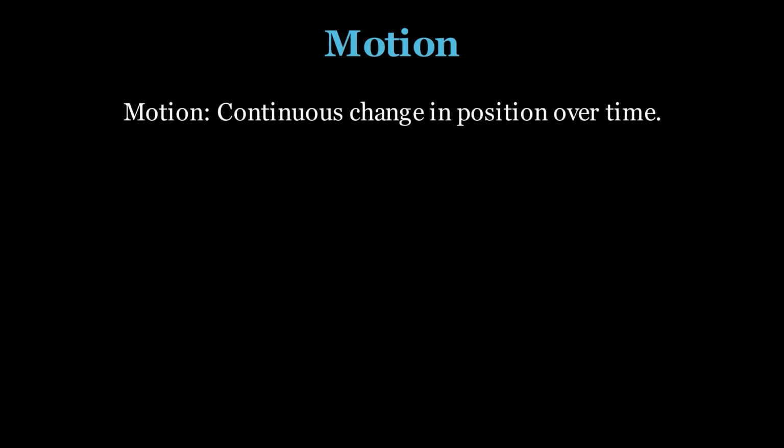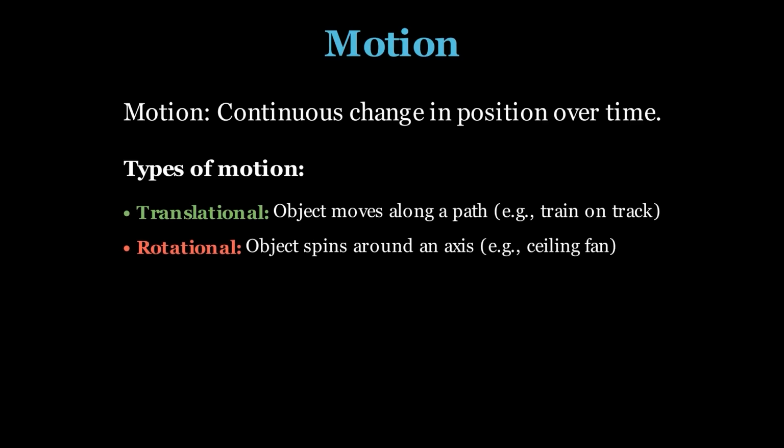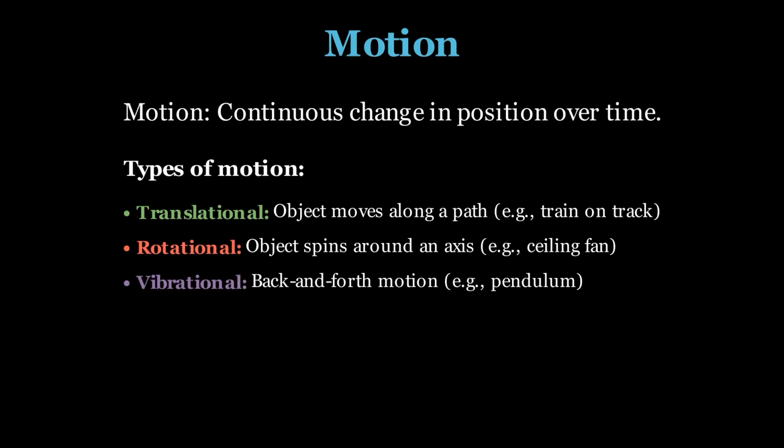Let's discuss motion, one of the most fundamental concepts in physics. Motion is simply the continuous change in an object's position over time. In physics, we generally classify motion into three main types. The first one is translational motion, where the object moves along a path. For example, a train traveling along a track. The second one is rotational motion, where the object spins around an axis, like a ceiling fan. Finally, the third one is vibrational motion, which is a back and forth motion. For example, a pendulum swinging.